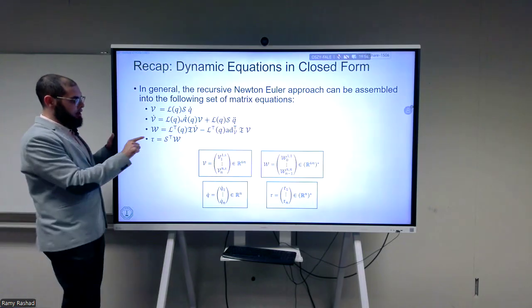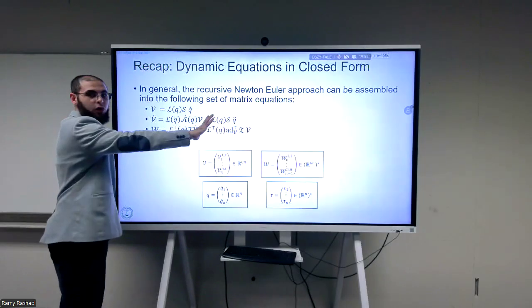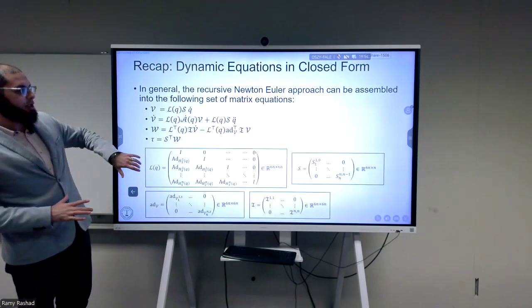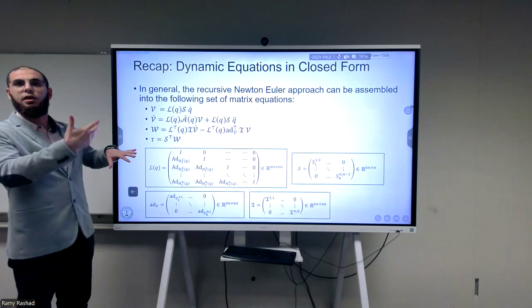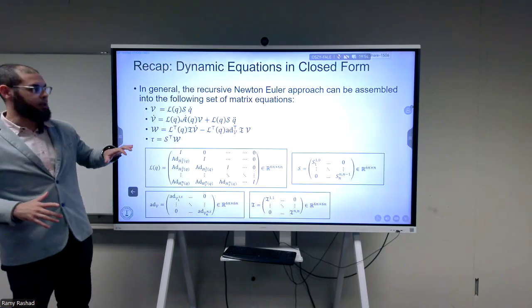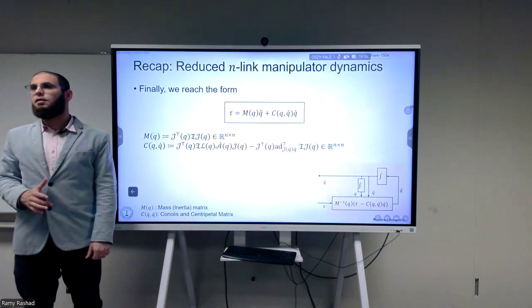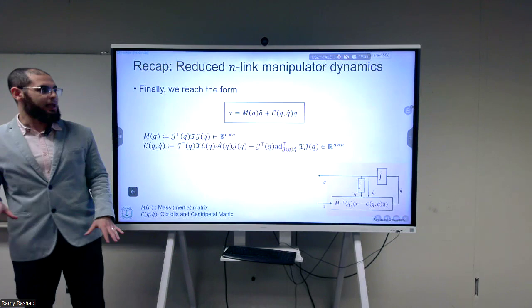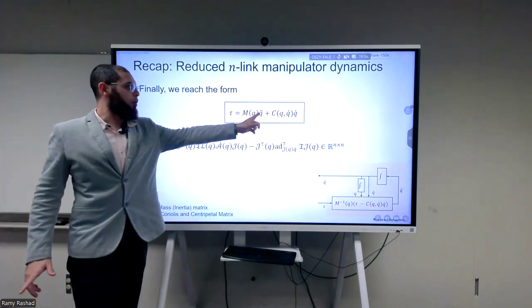And you see, I can now eliminate the W and all of the V dots, and in the end you're left with an equation. So these are all of the expanded forms. They're just equations that you can recursively implement in the computer or implement as blocks like this. And in the end, we've shown that we reach this reduced set of equations, where this has dimension n by 1.